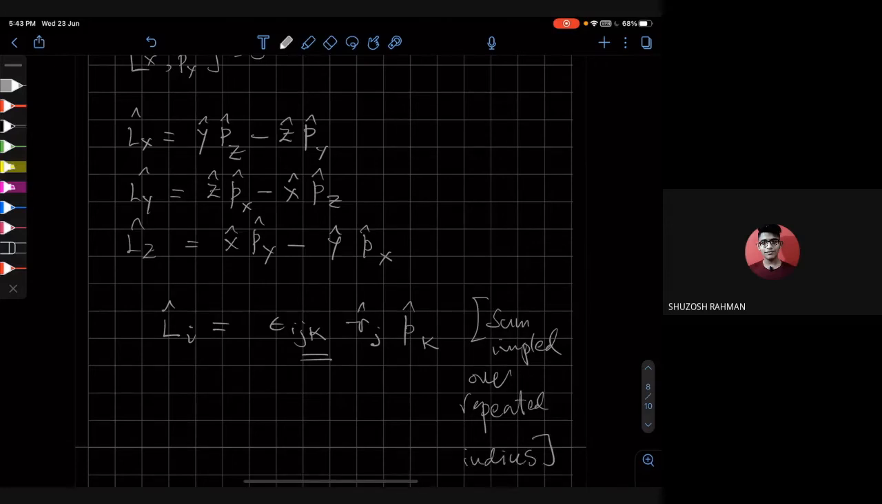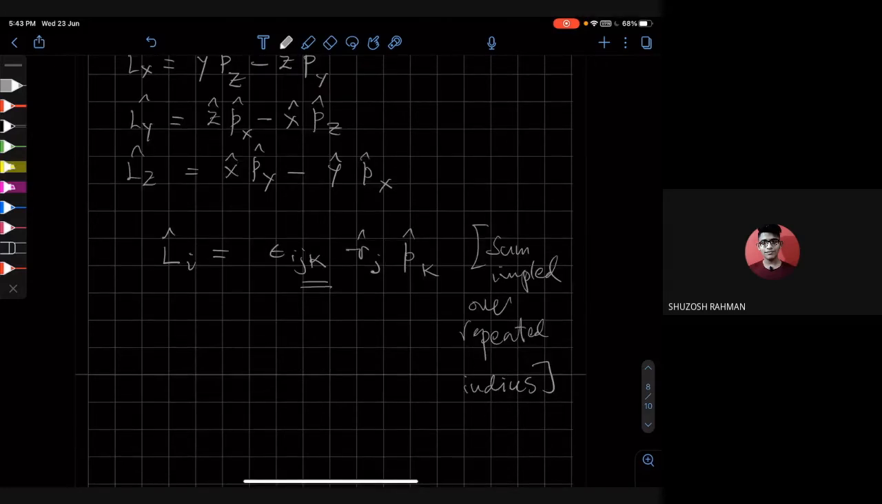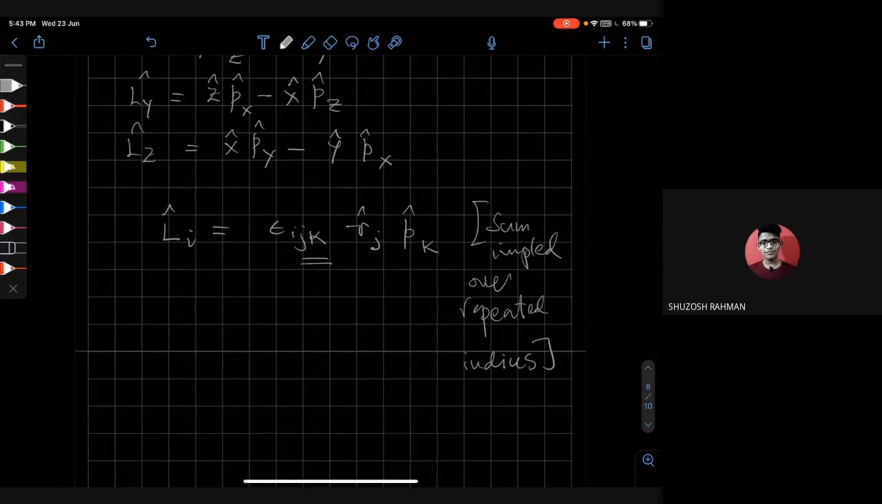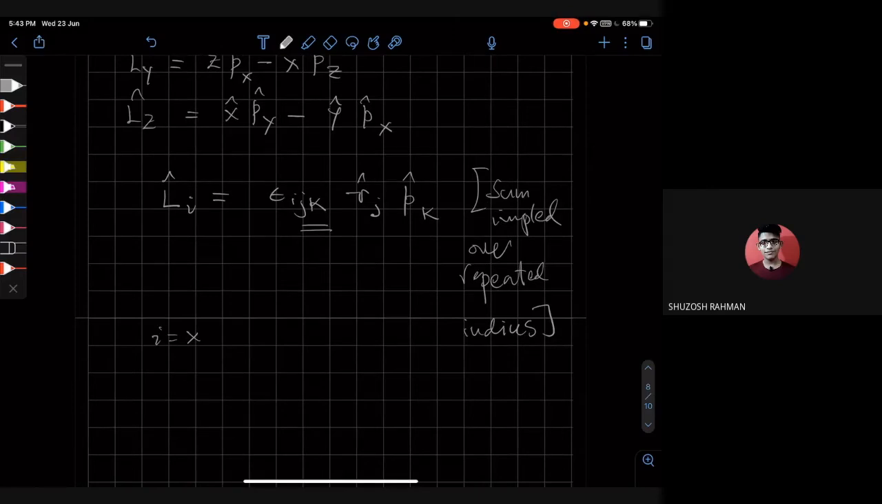Okay, so if you have never done this sort of thing before, it's good to do it once at least. So let's take i to be x, then I have Lx here, then epsilon has x here. Then j can be y. If j is y, k has to be what? Z, right? There's no other choice. So here r will have ry, and then p will have pz.